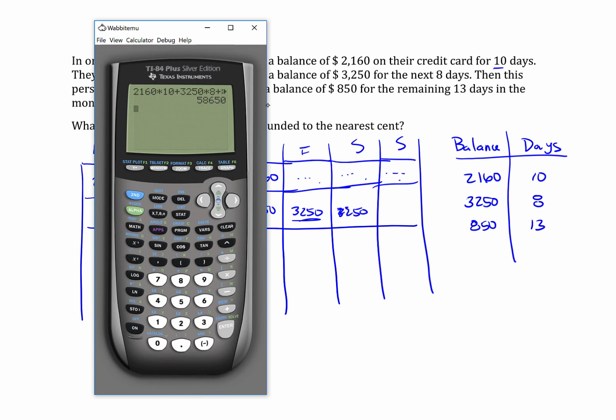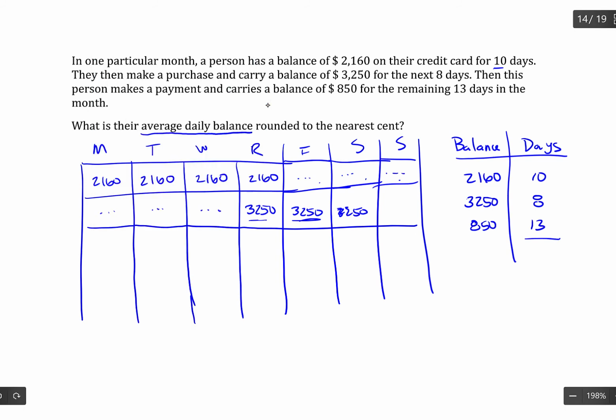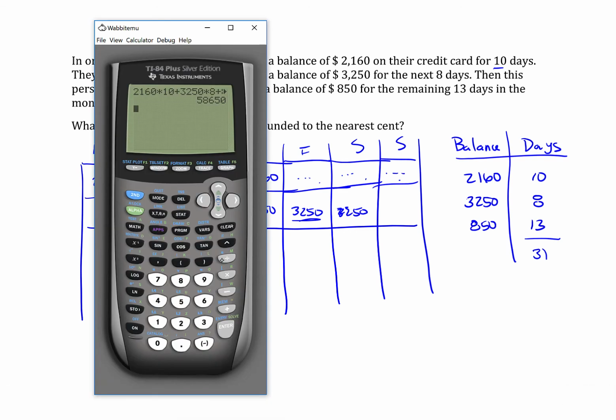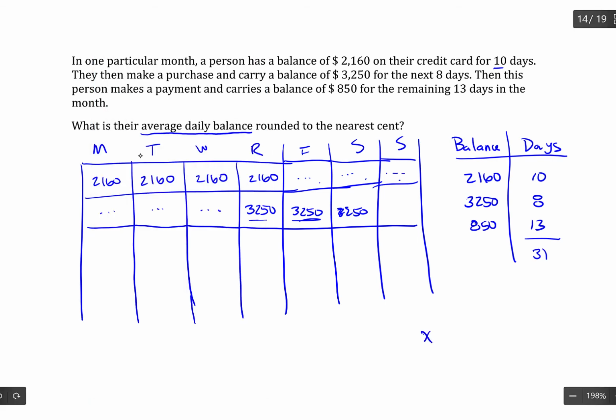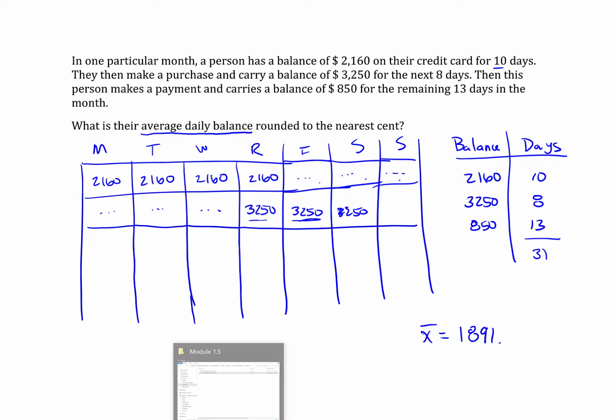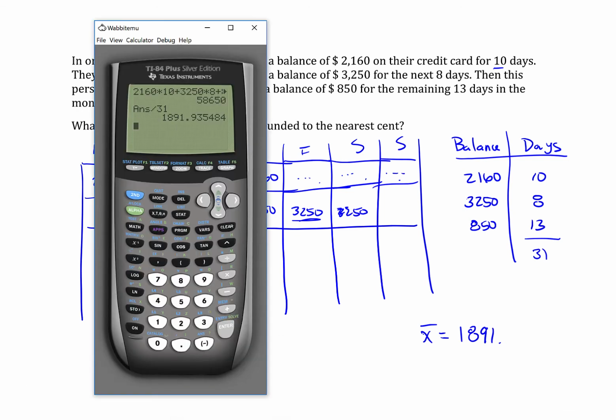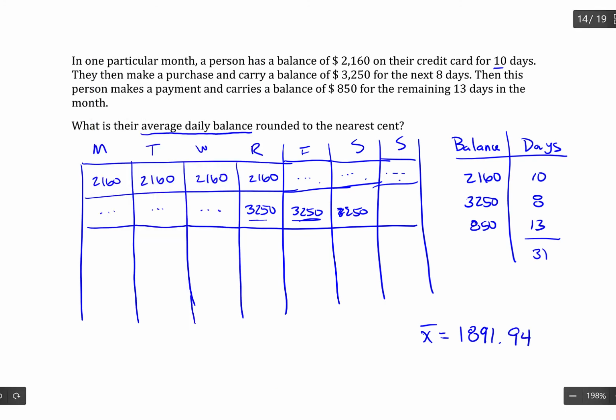Now if we want an average, we need to divide by the number of days in the month, which is 31 in this case. So we take that divided by 31, and the average daily balance is 1,891. And we'll round to the nearest cent because it's banking, so .94.